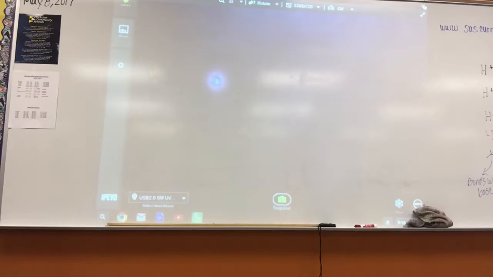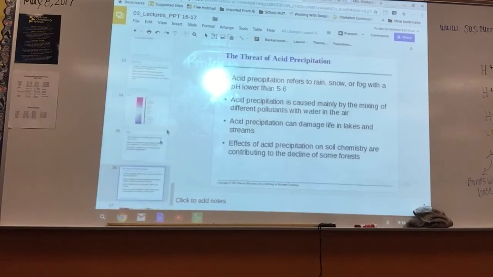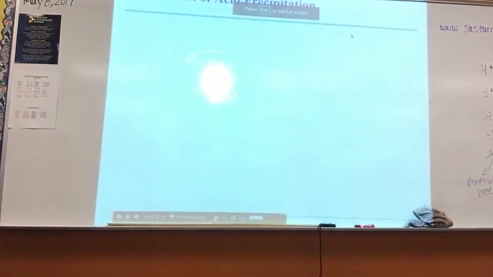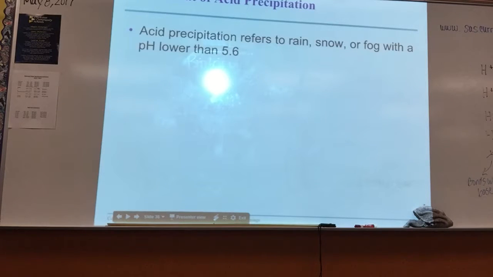And so let's go back to the notes here. I used the example of pH and how acidic and basic a solution is being very important for internal processes going on inside of the body and so on. Things that go on outside in the environment can also affect living things. So this is a threat, the threat of acid precipitation. It kind of goes with this.